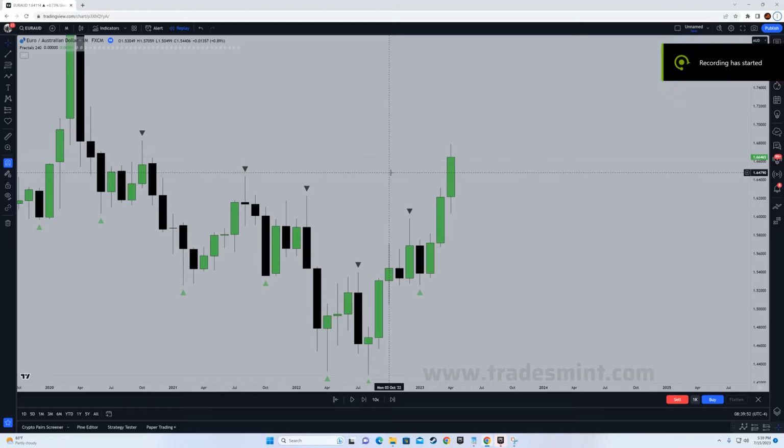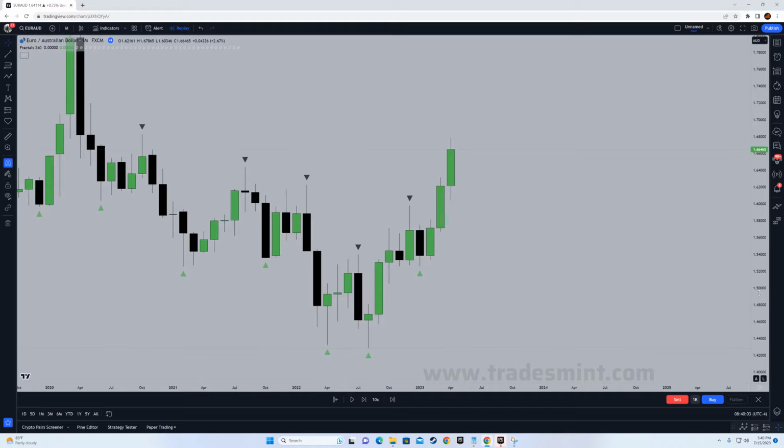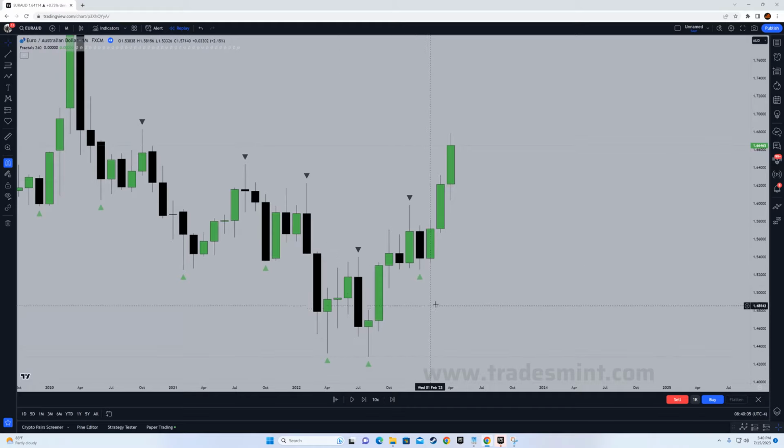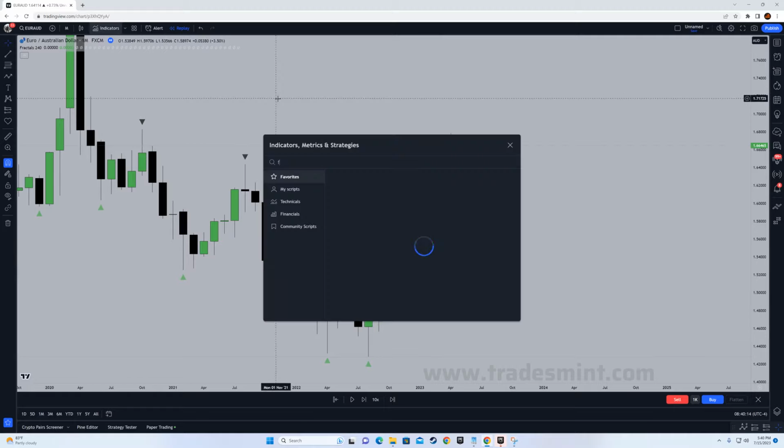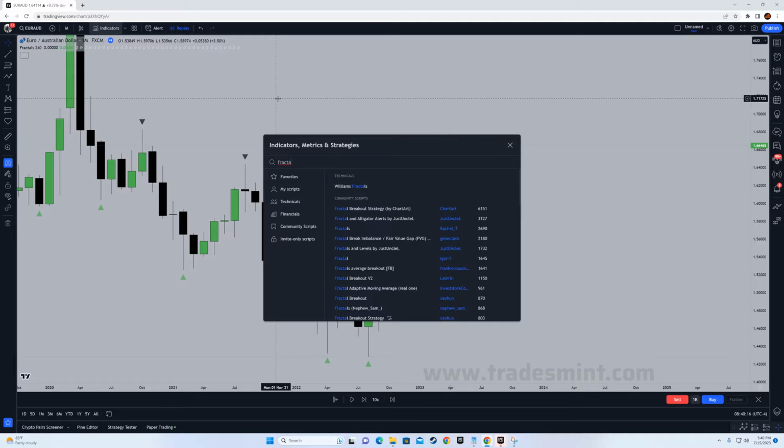Alright guys, so in this very first example, we're going to talk about monthly bias. If you see these arrows here, that is basically fractals. It tells you the correct highs and lows, so you don't take a wrong low for a market structure shift or a wrong high or low for external liquidity. So you can just go to indicators here, type in fractals, right? And you want to use the fractals by Rachel T.